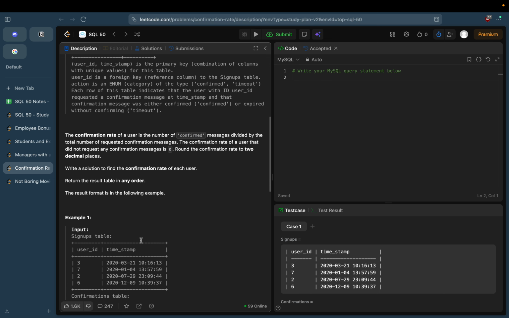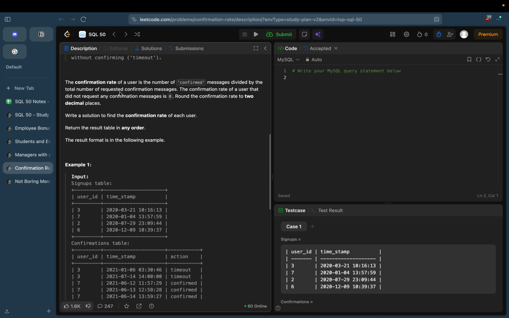But let's look at what they want from us as a solution to this problem. The confirmation rate of a user is the number of confirmed messages divided by the total number of requested confirmation messages. So a user will send multiple confirmation requests, and each can get confirmed, and it can get timed out as well. We want to find out that kind of an average, that kind of a quotient. So an average will be the solution to find that particular number, because these are the only two values, confirmed and timed out. Whenever it is confirmed, we count it, otherwise we don't, and we divide it by the total number of confirmation messages.